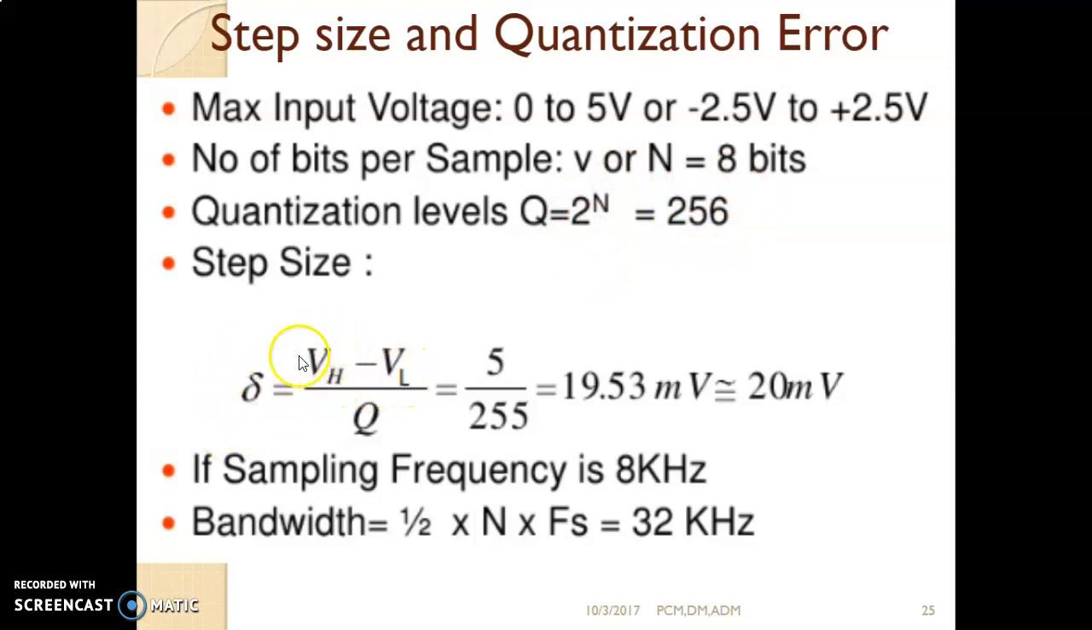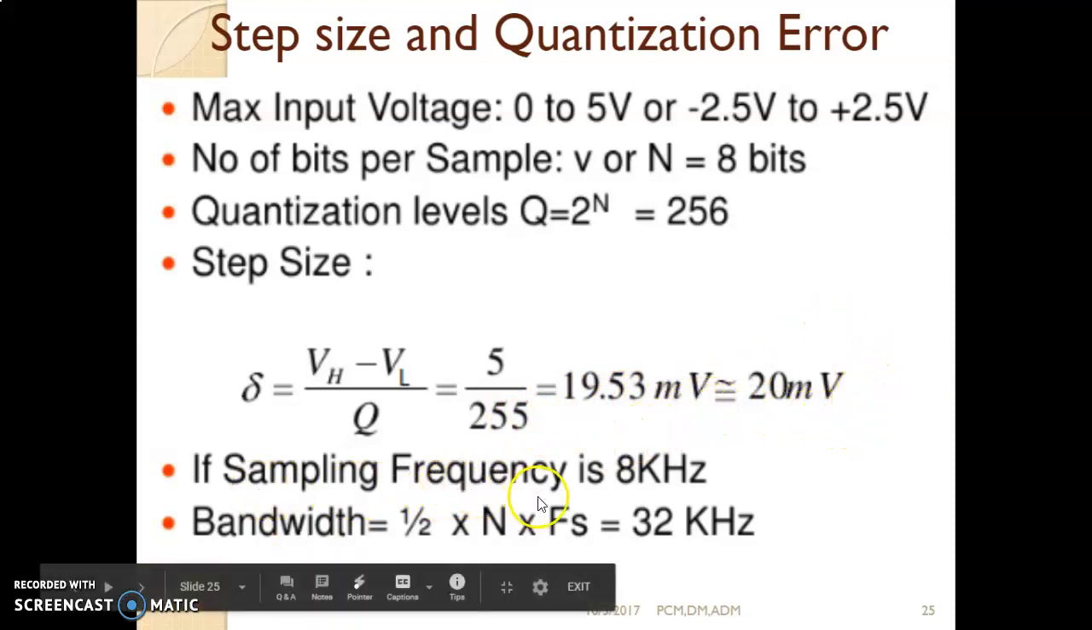So our delta will be VH minus VL. VH is the positive maximum, VL is the negative maximum. So for our case, it is 2.5 minus of minus 2.5, divided by Q. Q is nothing but 2 raised to n minus 1, so it is equal to 5 divided by 255, since 256 minus 1 will be 255. If we calculate that, it will come as 19.53 millivolt, approximated to 20 millivolt.